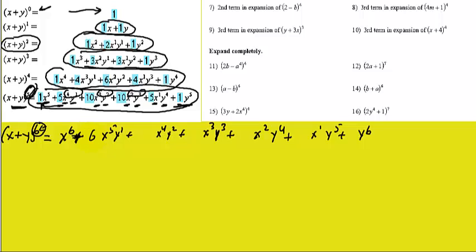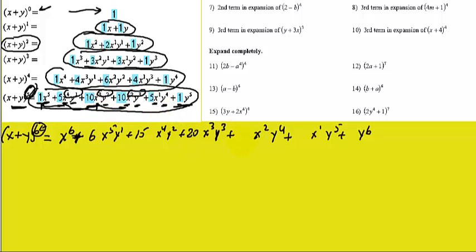So that's going to be 6. Then to get the next one, I'm going to look at that one, add the one before that, and that's going to give me 15. And then to get the next coefficient, I'm going to look at this one and add the one before that, which is going to give me 20.